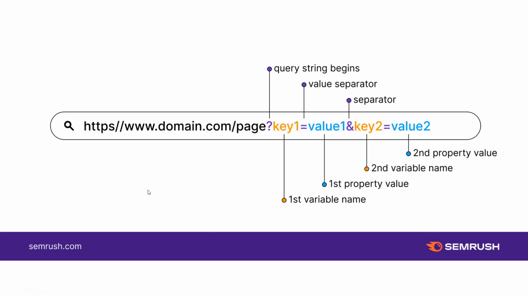So this is the URL link, and this is where the query string begins, the question mark. This is key 1, the first variable name, and this equal sign is the value separator, and value 1 is the first property value. The ampersand sign is the separator, and key 2 is equal to the second variable name. This is the value separator, and value 2 is the second property value. So these are the URL parameters and query parameters in an HTTP request.